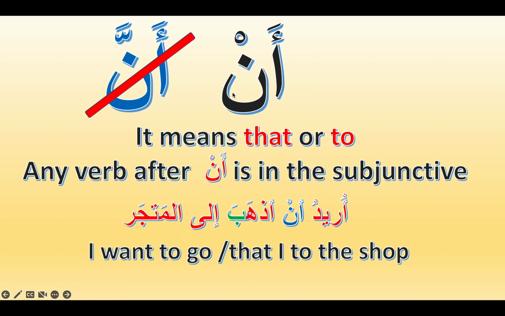Another difference between anna and an is that with an, you cannot attach suffixes to it. We saw with anna, you can say annani, annaka, annaki, annahu. You cannot do that with an. It's just an, and it stays there.